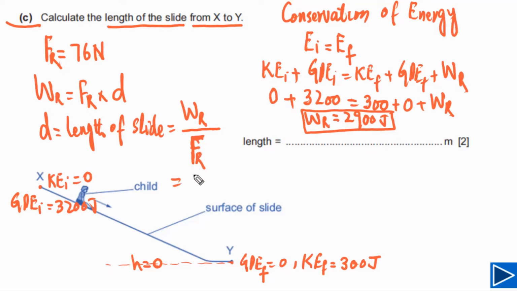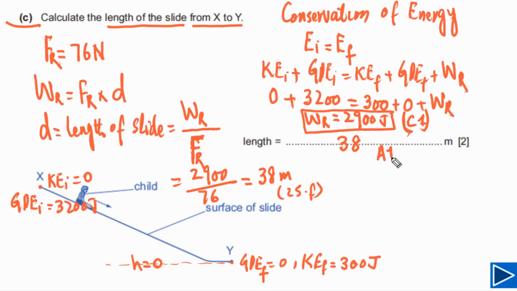The value of work done against friction, or against resistive forces, is 2900. We need to divide by the resistive force, 76 newtons. So in this case our final answer is 38 meters to SF. And this question has 2 marks. First mark you will get if you have calculated work done against resistive forces, means work done against friction in this case. And the final mark is the answer mark. You will get the final mark if you have got the right answer.